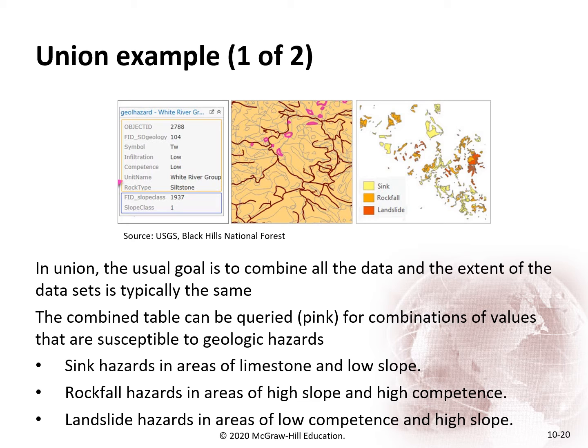Sink hazards where you have limestone and low slope. Rockfall where you have high slope and high competence. Landslides where you have low competence and high slope. Whatever the case may be, these combinations of events, you can identify them.